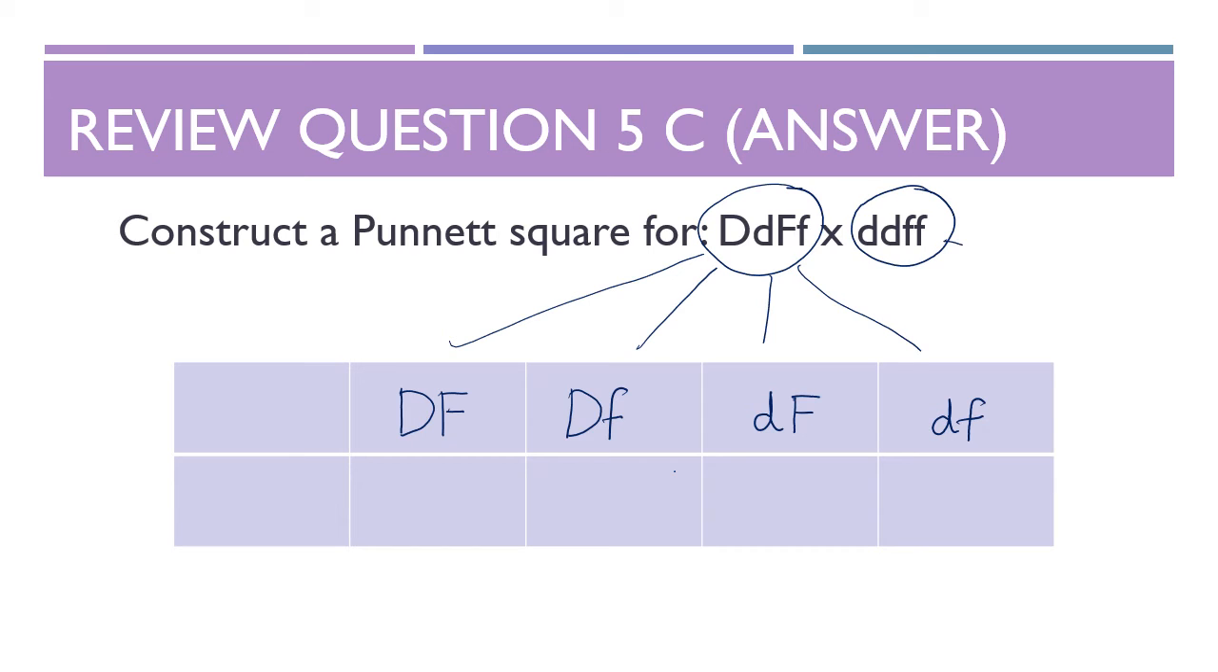Now for this individual, notice that it's homozygous recessive. There's actually only one type of gamete that this individual will produce, and it will be that one.